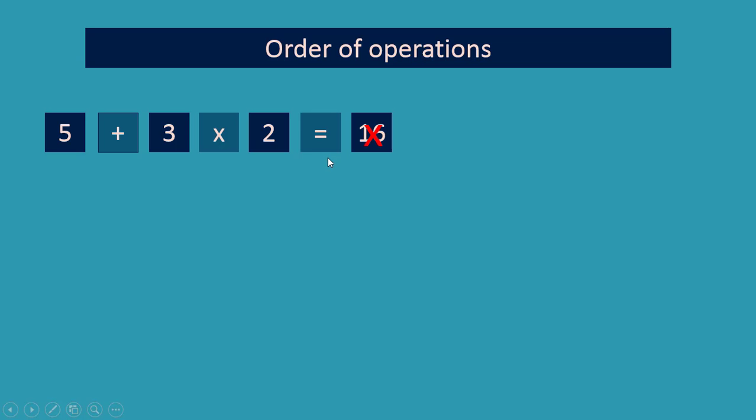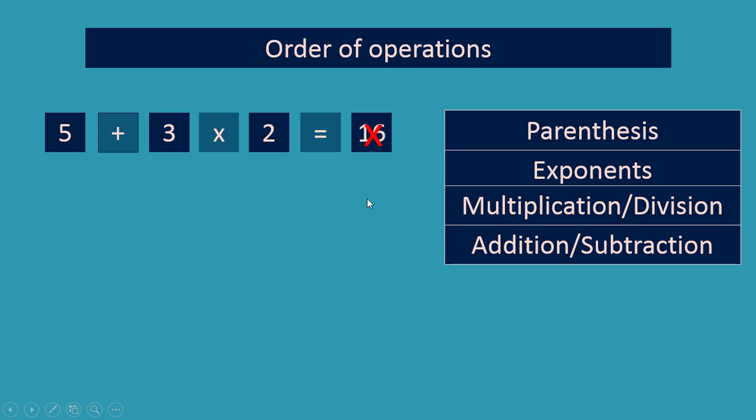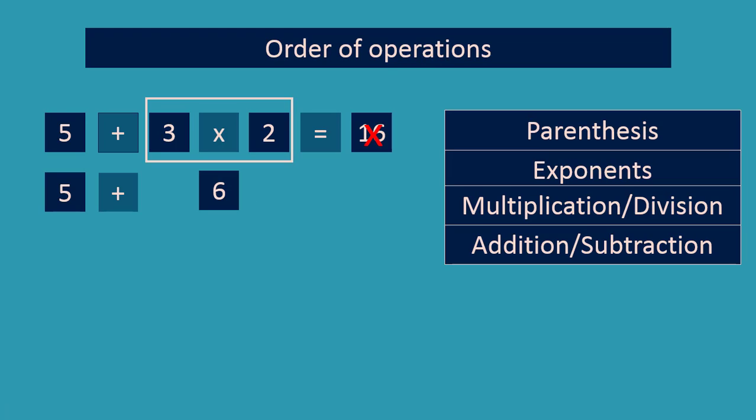This is because of the order of operations, which says that first we must solve the multiplication and then the addition. In the following table you can see the order of the operators. First we have the parentheses, then the exponents, followed by multiplication and division, and finally addition and subtraction. So in this exercise we first must multiply 3 by 2, which equals 6, and add 5 to 6, which results in 11.